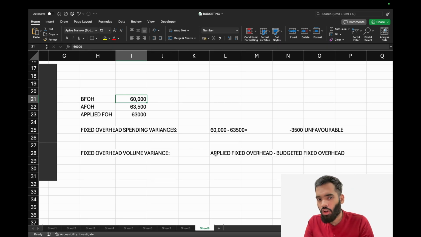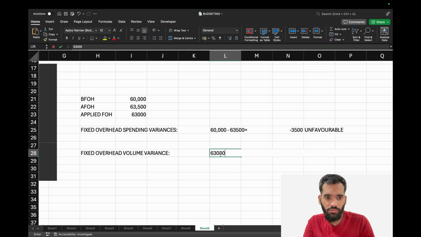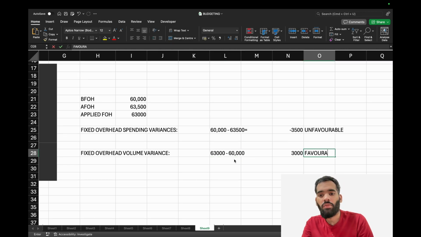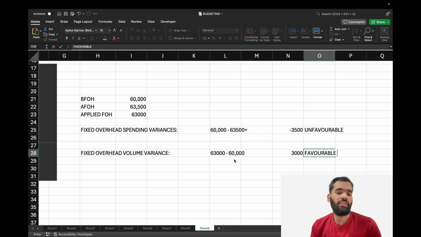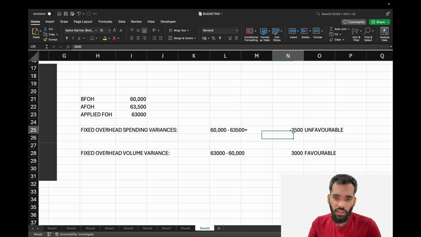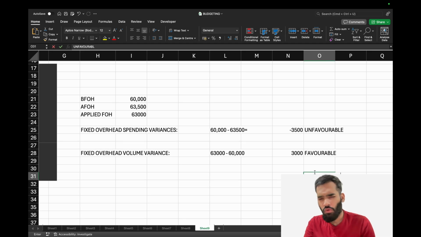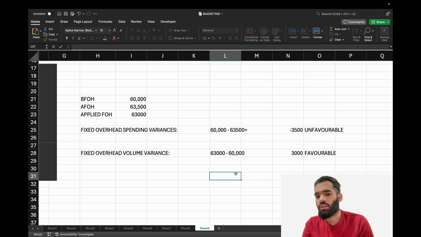In the fixed overhead volume variance, applied minus budgeted. So applied is 63,000 minus budgeted, which is 60,000. So we have a 3,000 favorable variance. And that's basically how you calculate the fixed overhead variances. Now, if you do the total, you'll find the total fixed overhead variance, which in this case is 500 unfavorable. That means overall we spent an extra $500 in the fixed overheads than we wanted to spend.